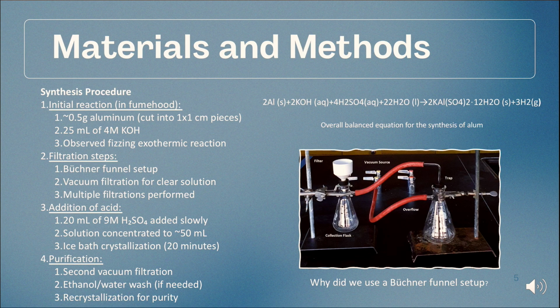Moving on to the materials and methods of this experiment, I want to start off with the overall balanced equation for the synthesis of alum, which is pictured on the top right of this slide. This equation can be read as 2 moles of solid aluminum plus 2 moles of aqueous potassium hydroxide plus 4 moles of aqueous sulfuric acid plus 22 moles of liquid water yields 2 moles of solid potassium aluminum sulfate dodecahydrate, which is our alum, plus 1 mole of hydrogen gas.